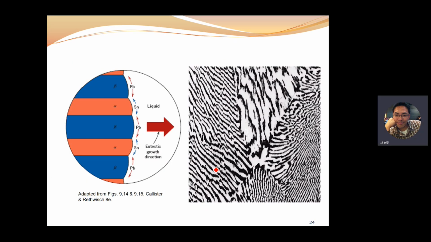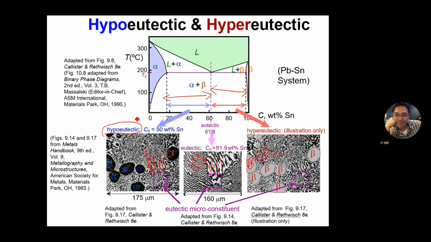And for the eutectic reaction, the eutectic growth direction depends on diffusion. So we already know, for example, for the alpha solid solution, what's the matrix? This is the alpha solid solution, right?